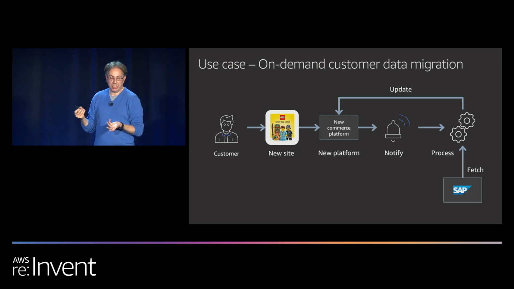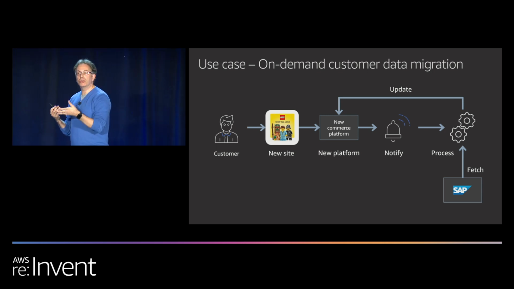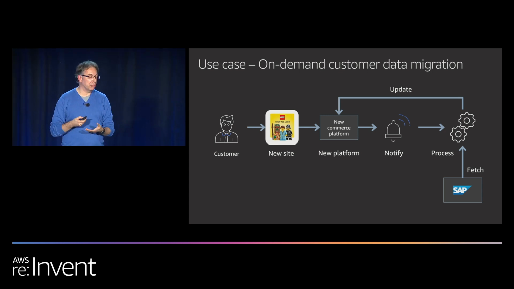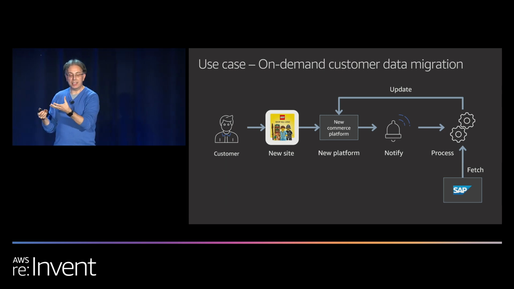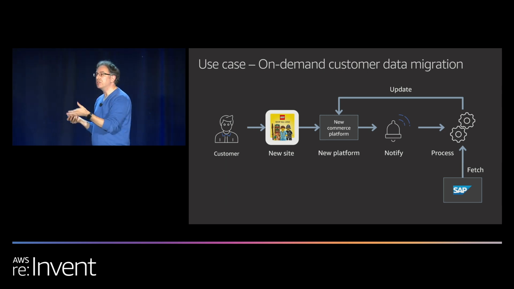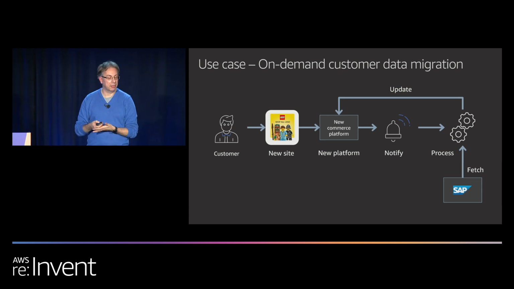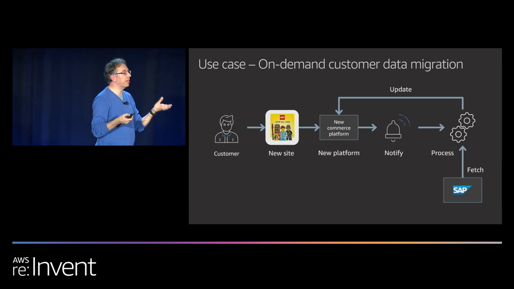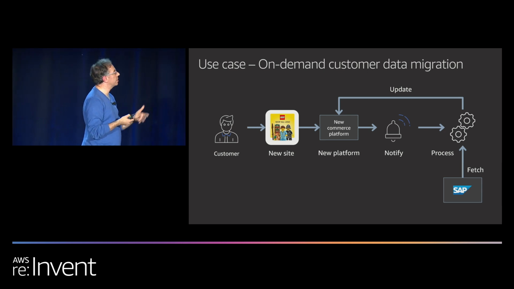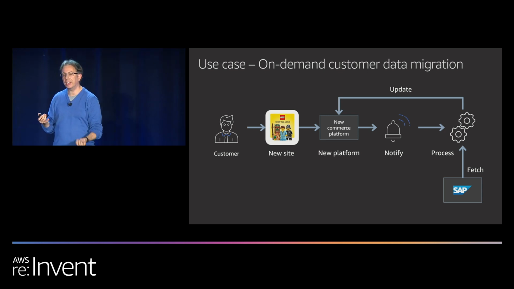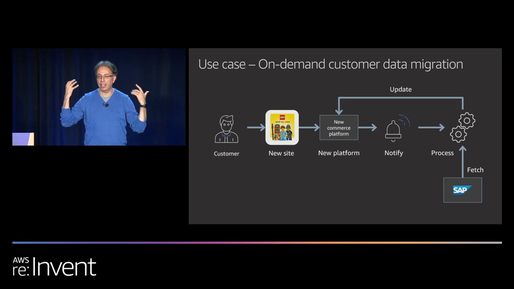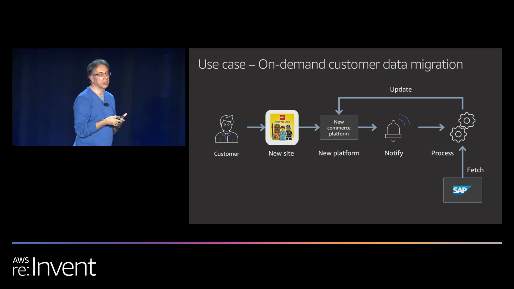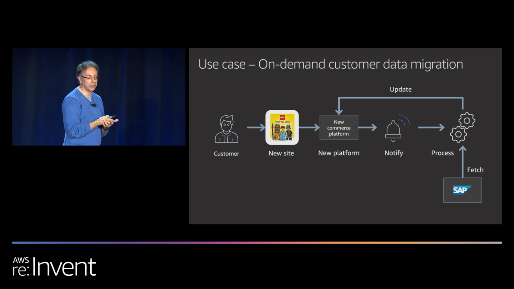So the flow is this one. When a customer goes on the new website for the first time, it will create a new profile, and this new commerce platform will notify a system saying, hey, there is a new profile. This process will check if the profile has data on the old SAP system. If there is data, it will fetch the data and update the profile transparently, so the user will find all the configuration that he left on the old system without having to retype and recreate the profile.